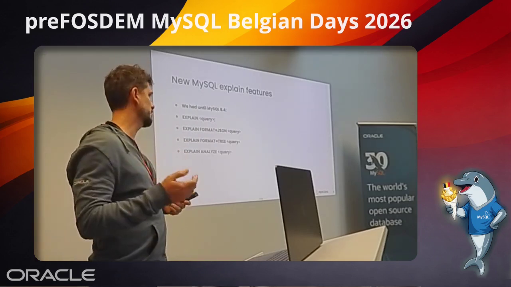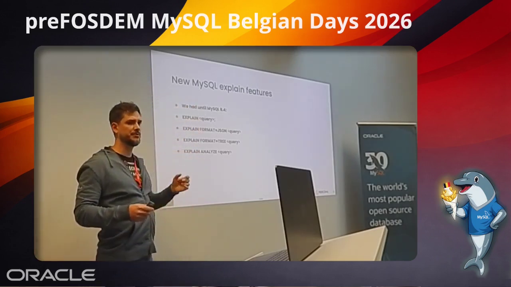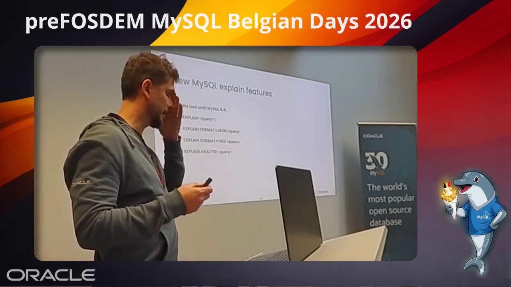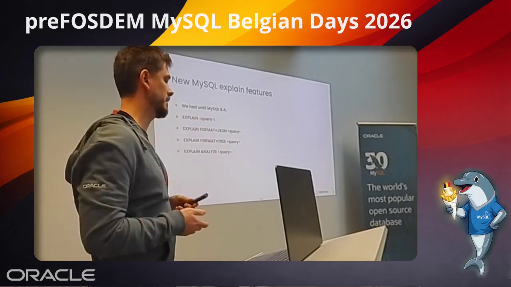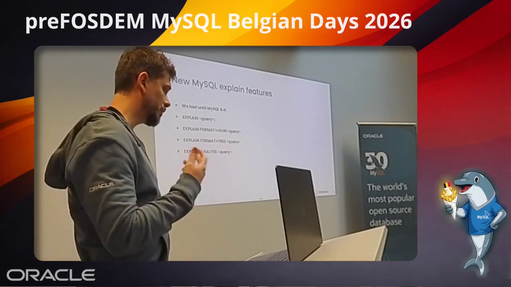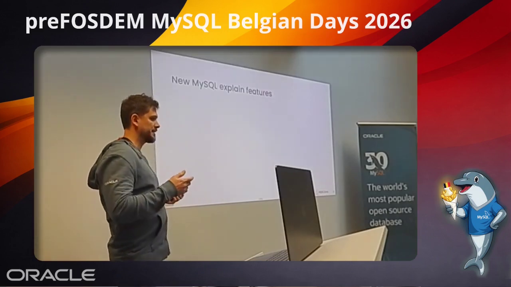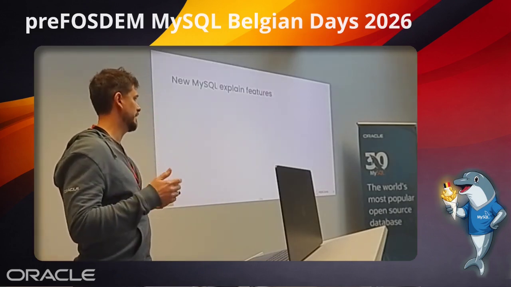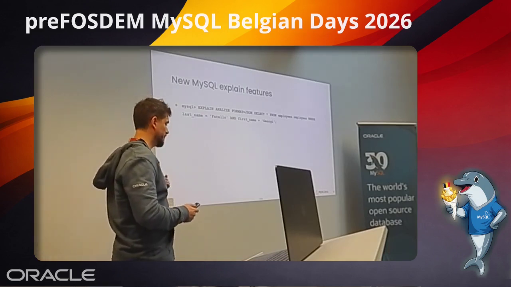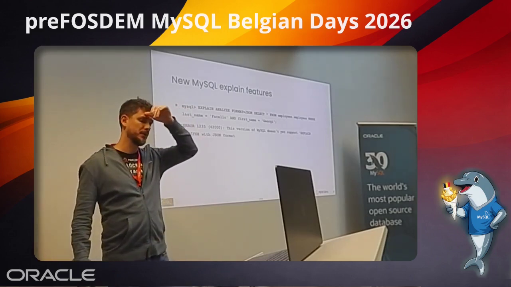What does EXPLAIN ANALYZE do differently from the others? It will run the query, and instead of estimated data, like the expected index to use or expected amount of time, it will give you the actual time, which is really good. But EXPLAIN ANALYZE was not available in JSON format, and this was solved with 8.4. Before, if you tried to run it, it would tell you it cannot plot in JSON.